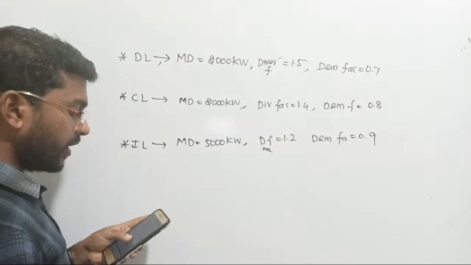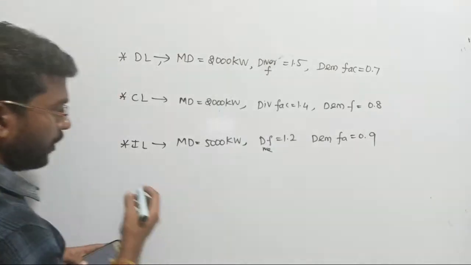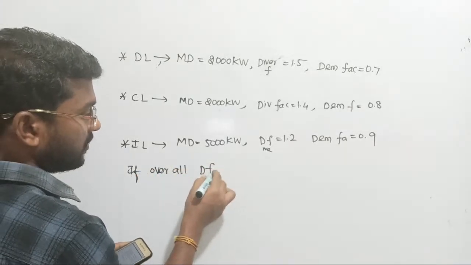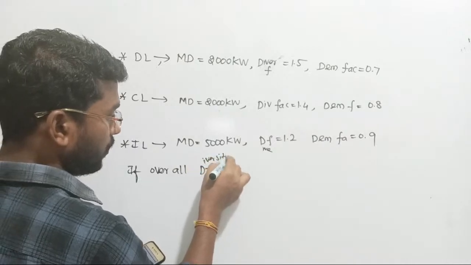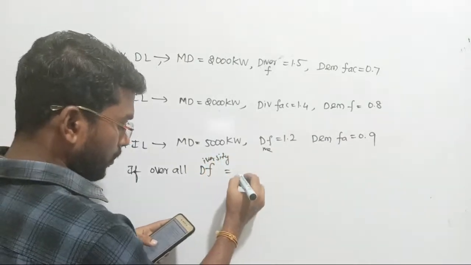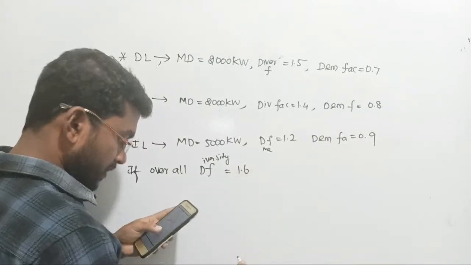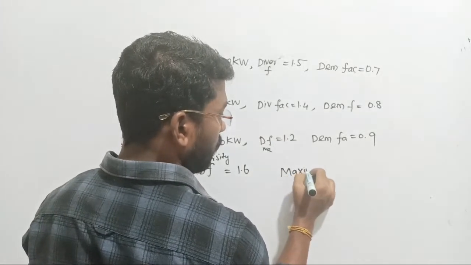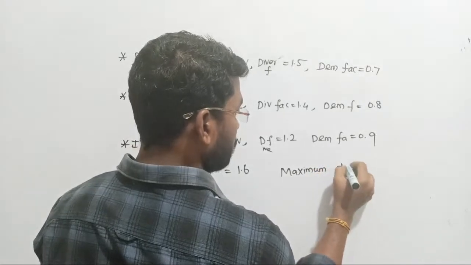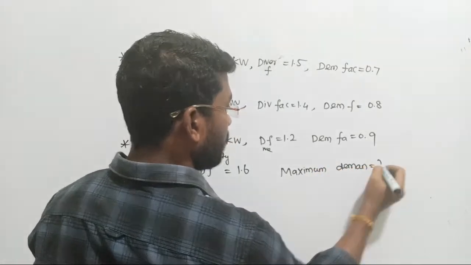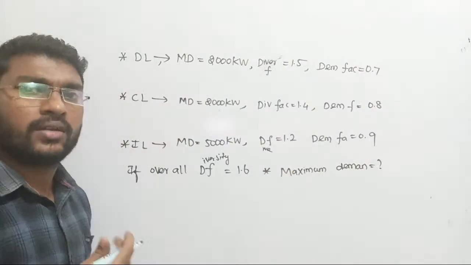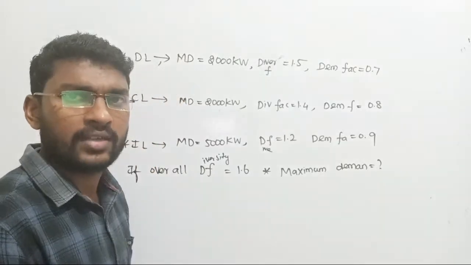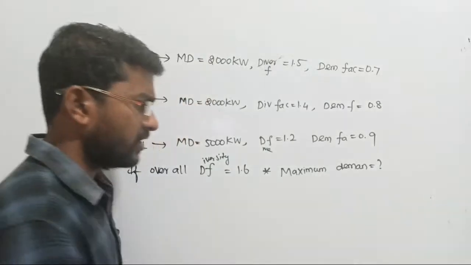Now the question is, right? If the overall diversity factor is 1.6, yes, 1.6 only, what is the maximum demand? That's all. Question is, what is the maximum demand? Just recollect by yourself, right? Maximum demand, we just have to calculate.